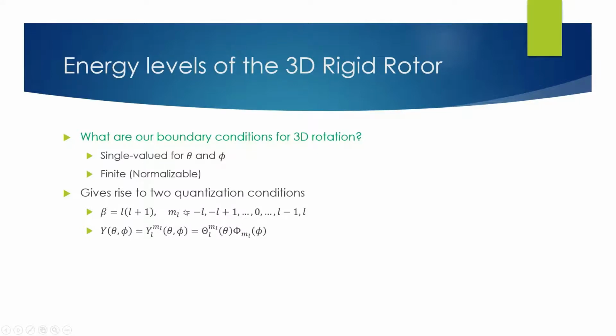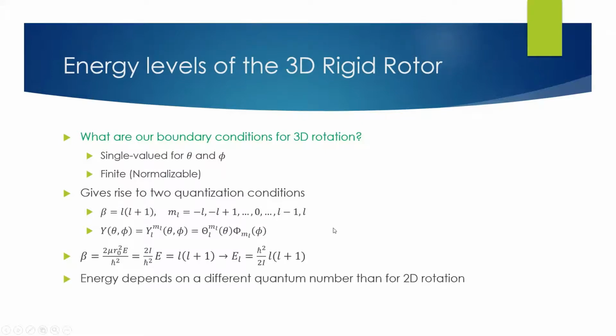M sub L is the z component of the angular momentum, and so it depends on L, and we'll see a little bit about that at the end here. So our energy in this case is equal to the following. Again, it's only dependent on the quantum number L, and it's equal to h bar squared over 2I L(L plus 1). And this will give us our energy.